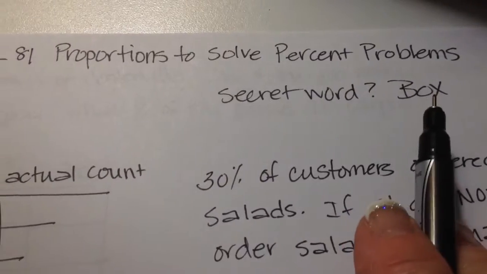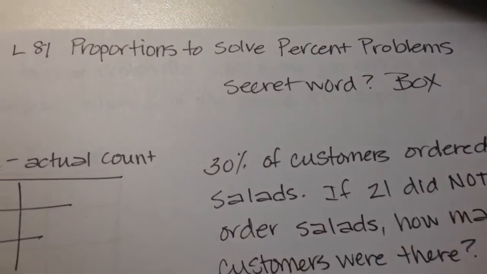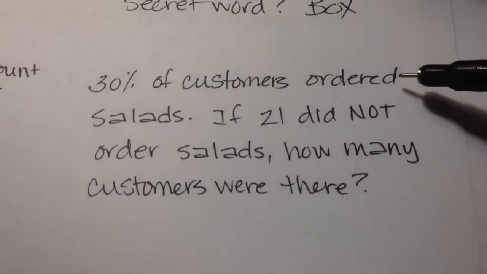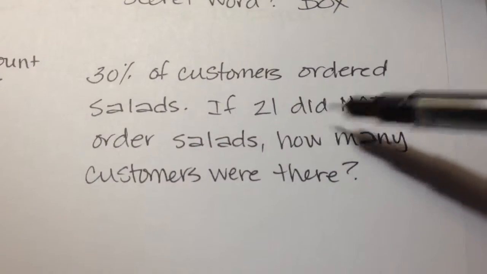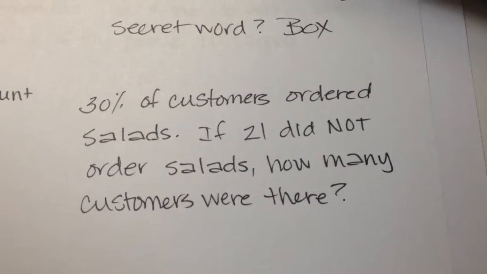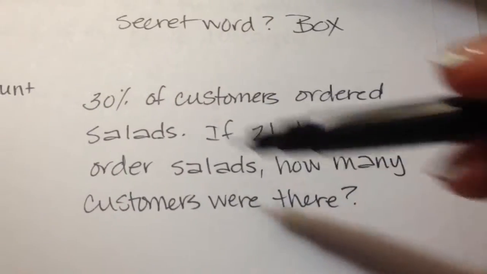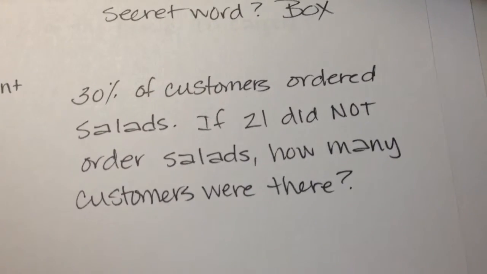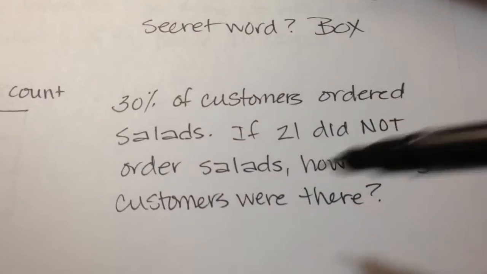Secret word, box, because we're going to draw a lot of boxes. Let me show you what I mean. 30% of customers ordered salads. If 21 did not order salads, how many customers were there? Well, if you look at this, you'd be saying, there's no way I can figure that one out, because it's not in any kind of context.